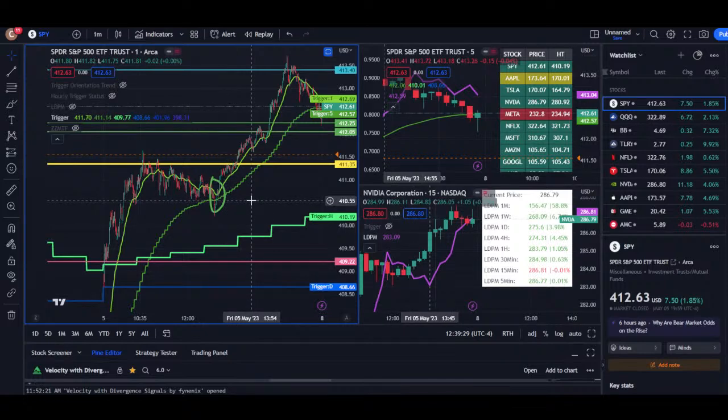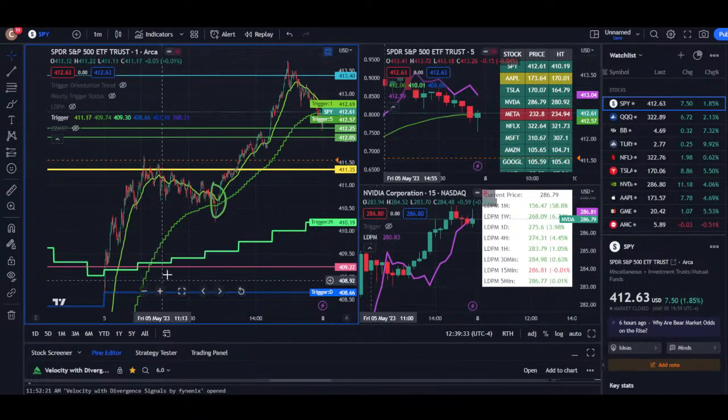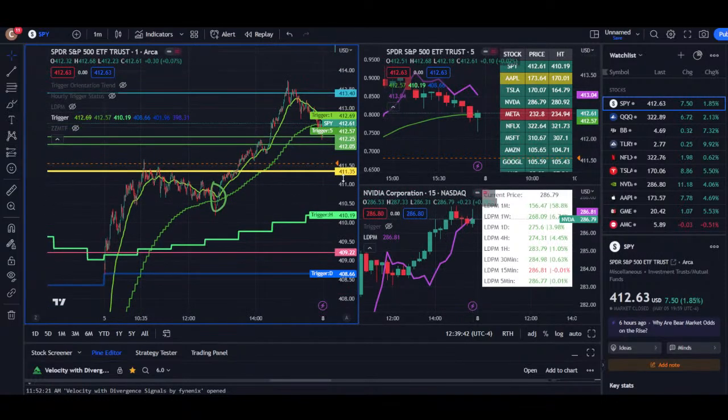This rule does not fail us. It always works like this. Whenever velocity is on its way up, the 1 minute trigger crosses up off the 5 minute trigger, and whenever velocity is on its way down, the 1 minute trigger crosses down and we get a bearish cross. So that's my presentation. That is everything I do to trade on a daily basis.